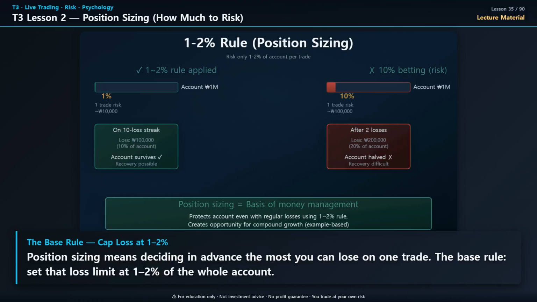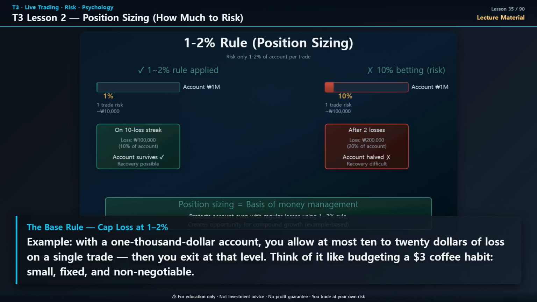Position sizing means deciding in advance the most you can lose on one trade. The base rule: set that loss limit at 1 to 2% of the whole account. Example: with a $1,000 account, you allow at most $10 to $20 of loss on a single trade. Then you exit at that level. Think of it like budgeting a $3 coffee habit: small, fixed, and non-negotiable.